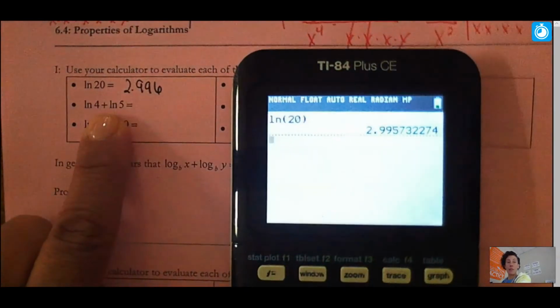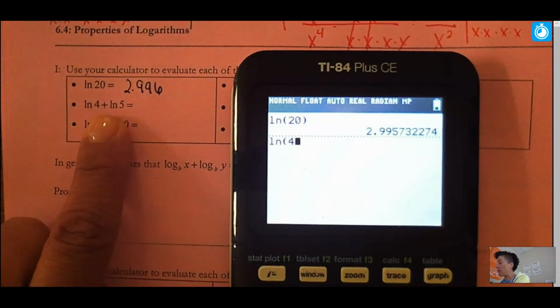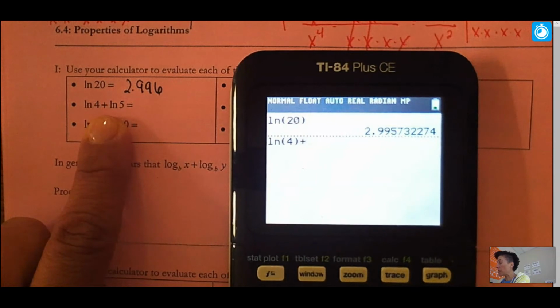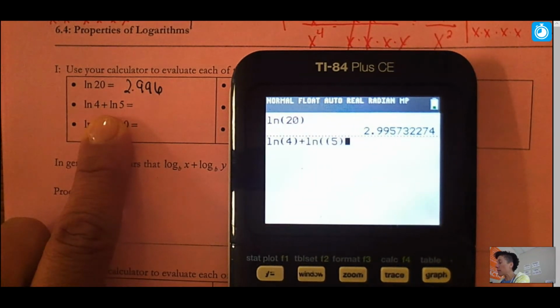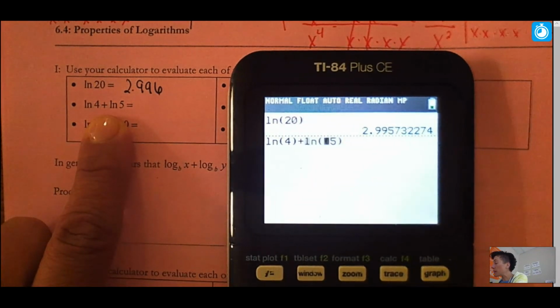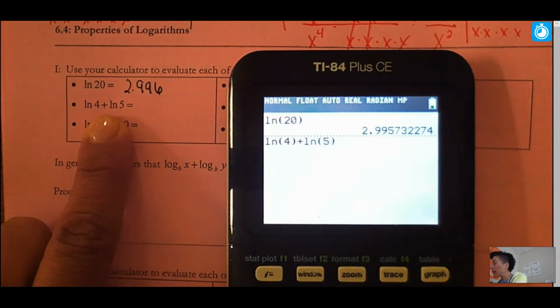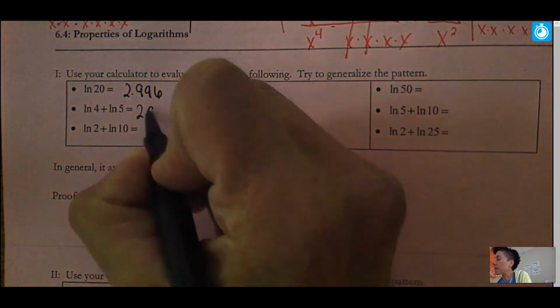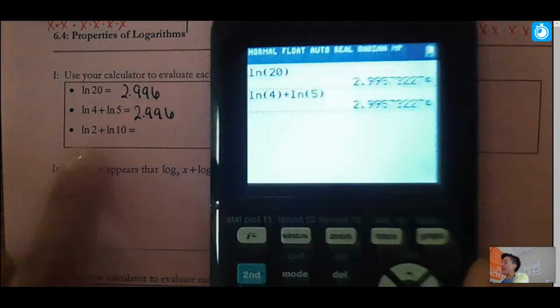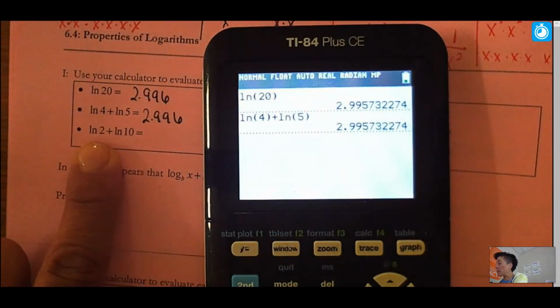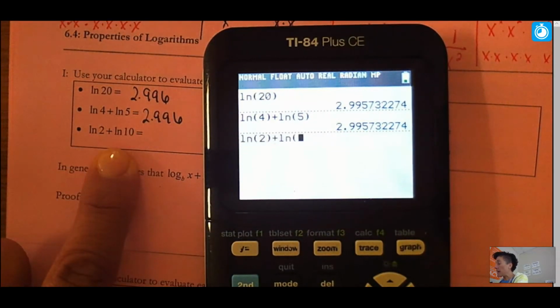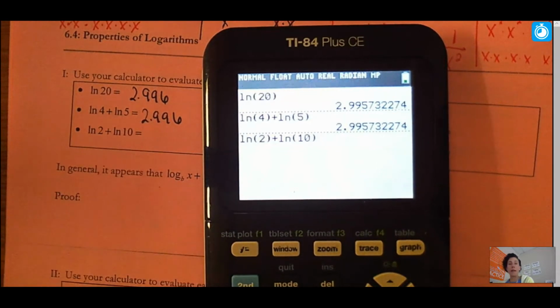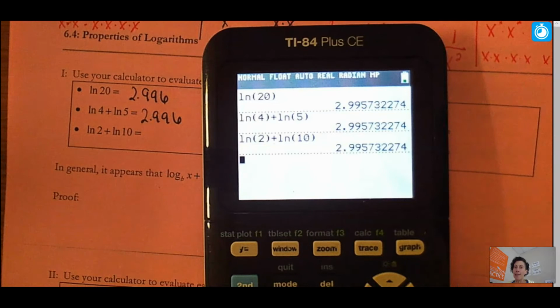And then I'm going to type this one exactly as I see it, so LN4, remember to close those parentheses, plus LN5. Oops, I got too many parentheses here. All right, and notice I get the same answer. And then this time I'm going to do LN2 plus LN10. And notice again I'm closing those parentheses. And finally I get the same answer.